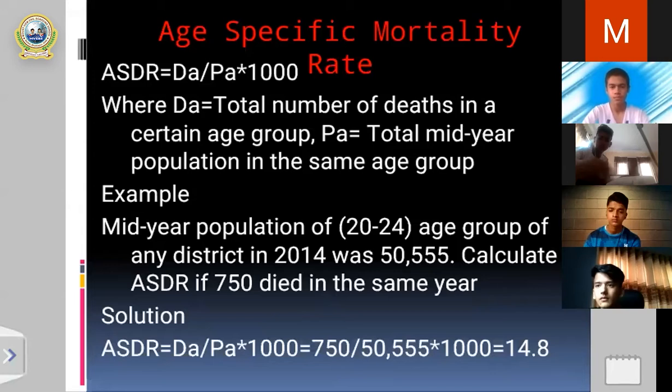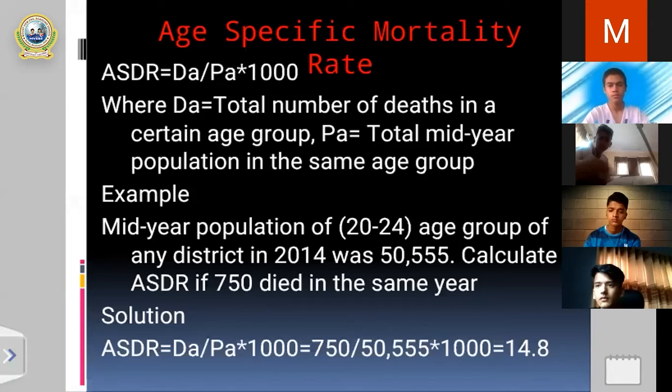ASMR or ASDR, where D means death rate. ASMR or ASDR equals D small a divided by P small a multiplied by 1000. Now, what is the meaning of D small a and what is the meaning of P small a? As you can see in the slide, D small a equals the total number of deaths in a certain age group. For example, a certain age group means 0 to 4, 5 to 9, 10 to 14, 15 to 20, 20 to 24, 25 to 29, like that.